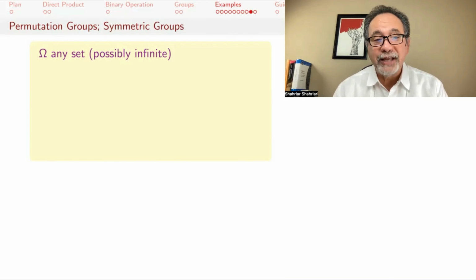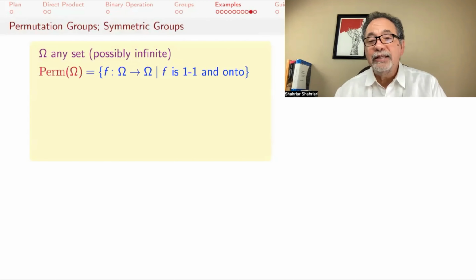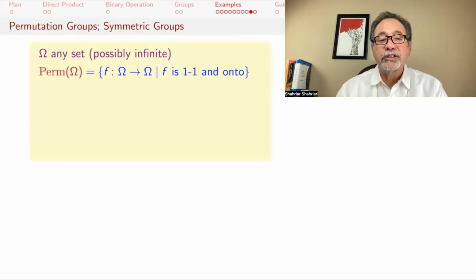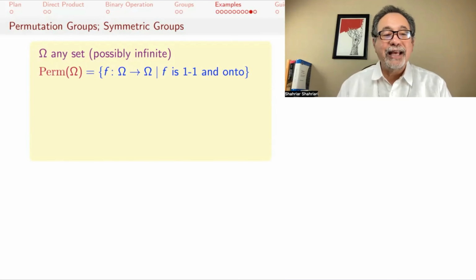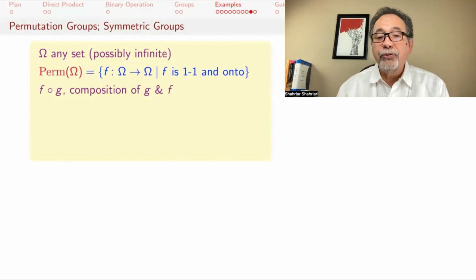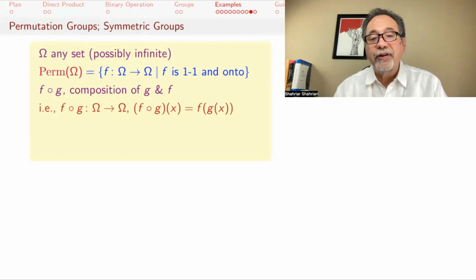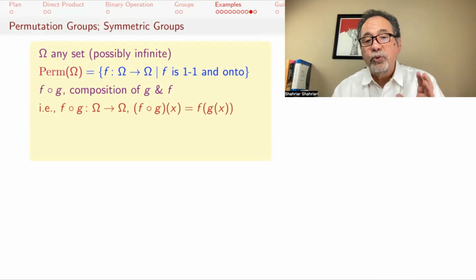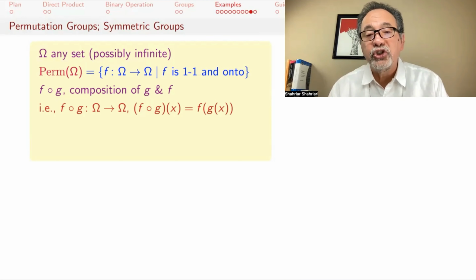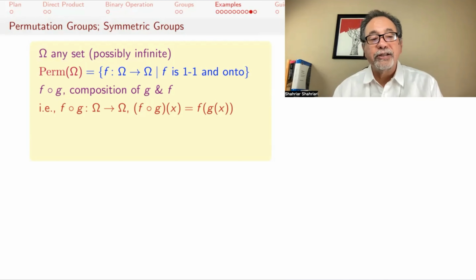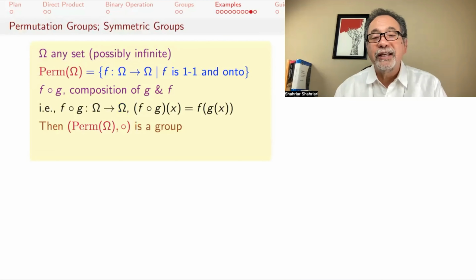The penultimate example is permutation groups and the symmetric group. If you take any set, maybe an infinite set, and you look at one-to-one onto functions from that set to itself, bijections on that set, they form a group, and the operation is going to be composition of functions. What does that mean? If f and g are permutations, one-to-one onto functions, then f circle g of x is going to be f of g of x. With this function composition, this thing is a group.